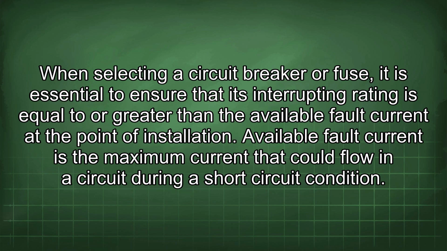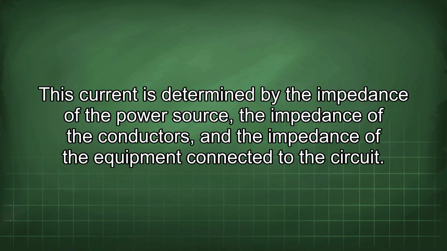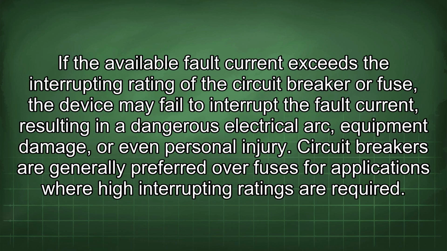Available fault current is the maximum current that could flow in a circuit during a short circuit condition. This current is determined by the impedance of the power source, the impedance of the conductors, and the impedance of the equipment connected to the circuit. If the available fault current exceeds the interrupting rating of the circuit breaker or fuse, the device may fail to interrupt the fault current, resulting in a dangerous electrical arc, equipment damage, or even personal injury.